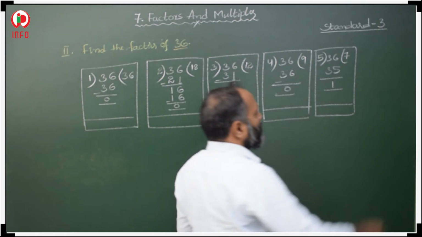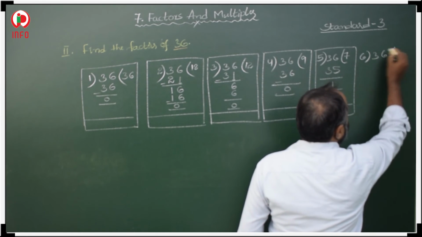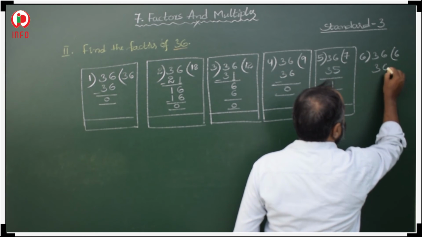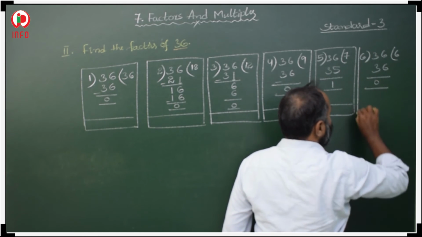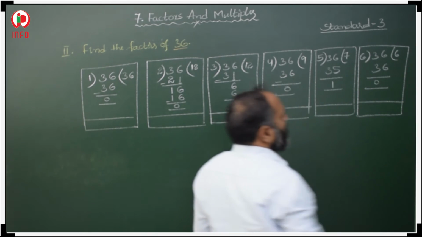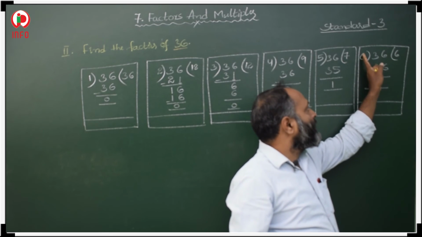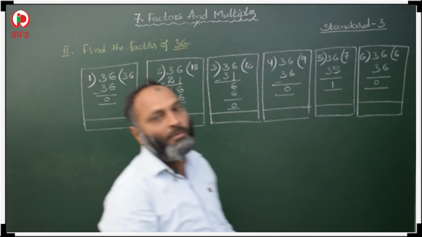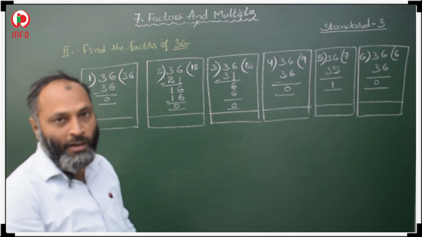Then in the 6 table, we have to take 36. 6 6s are 36. In the 6 table also it divides. So here 6 and here 6. So the divisor and quotient are the same. So we have to stop here. When divisor and quotient are the same, then no need to divide further.